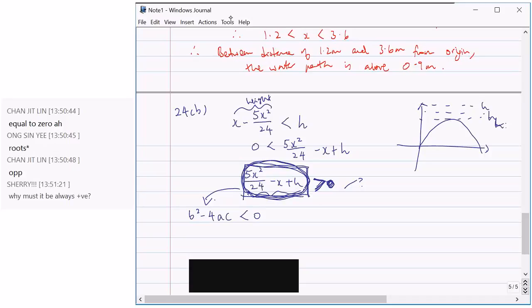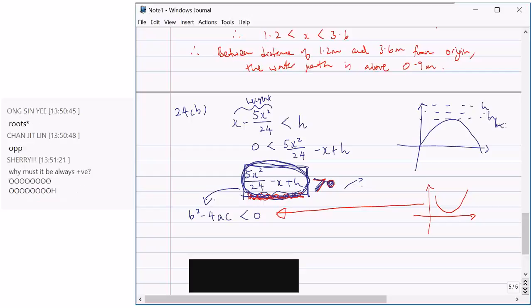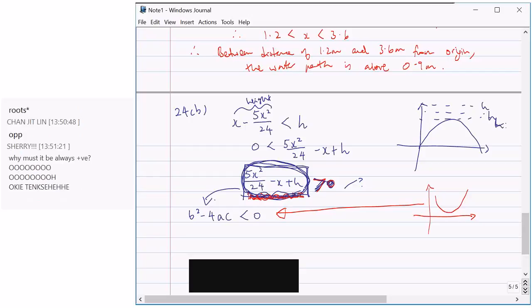Why, Sherry? Look at what we are looking for, okay? Look here, I want the smiling curve, this is smiling curve, right? To be always bigger than or equal to 0. Isn't that saying I want the smiling curve to be always positive? And the only way for a smiling curve to be always positive is something like this, which means no real roots, which means discriminant is less than 0. Okay?